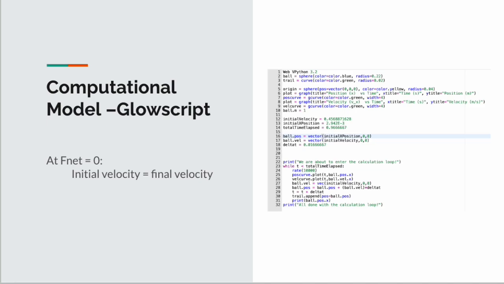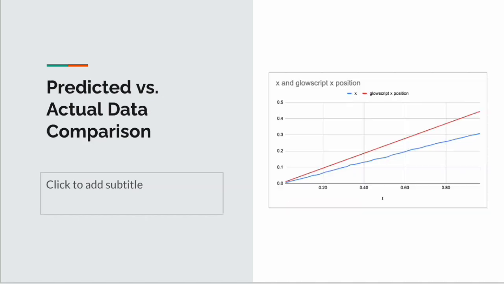This is my code on the right that I used to calculate it, and I gathered that data and put it into a predicted versus actual data graph, overlaying the observed x position that I gathered from Tracker with the predicted x position from the GlowScript model.